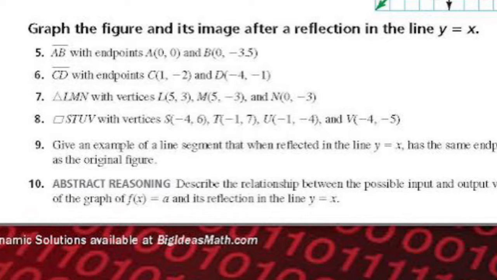We will do problem 5 and 6 at the same time. So problem 5, segment AB with endpoints A coordinate (0, 0) and B coordinate (0, -3.5). Problem 6, segment CD with endpoints C coordinate (1, -2) and D coordinates (-4, -1).